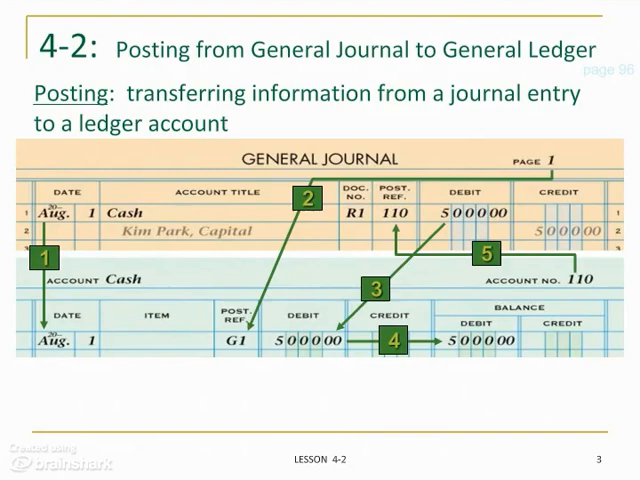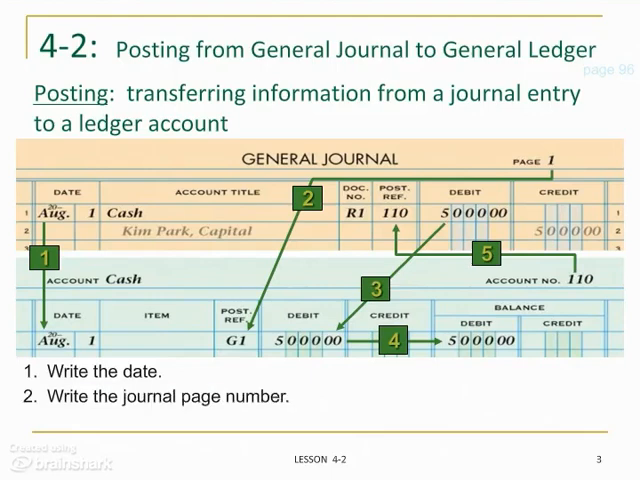This is posting. It's a 5-step process. The first thing we would do, using this particular transaction, is write the date. We're going to take the information from the date in the transaction in the general journal and post that to the general ledger page for the cash account first. We always post the debit part of a transaction first.